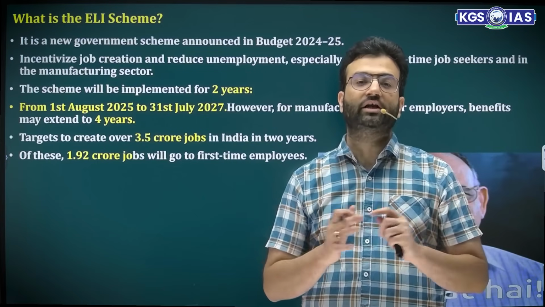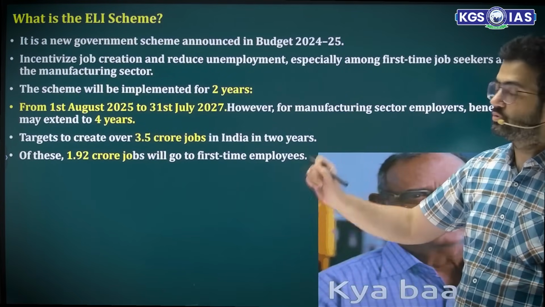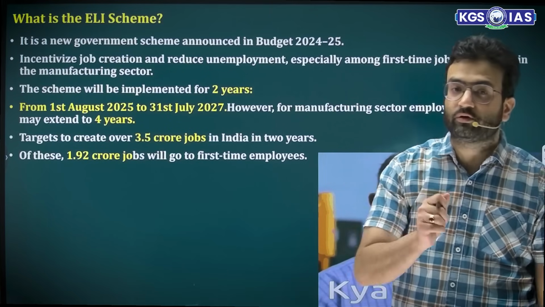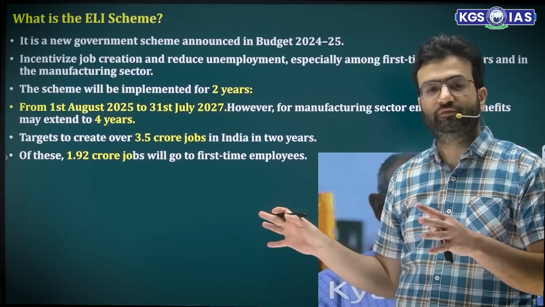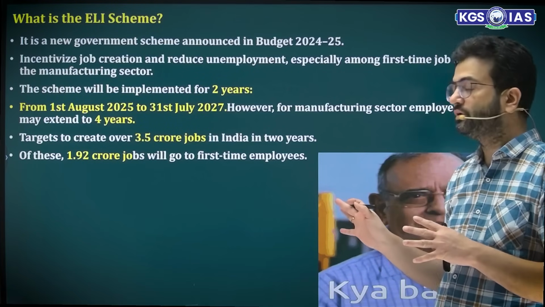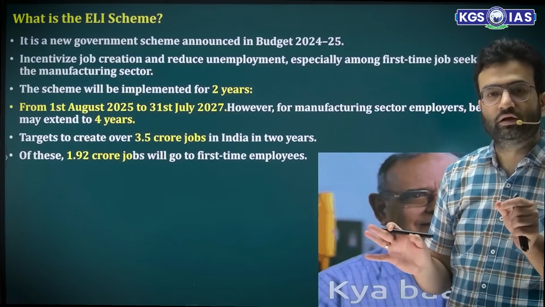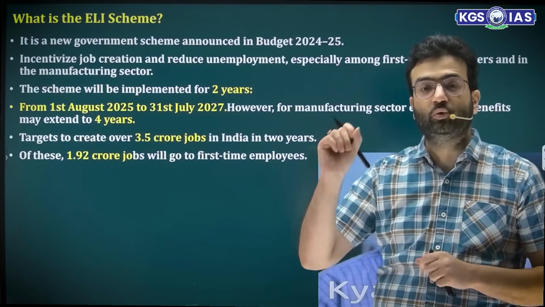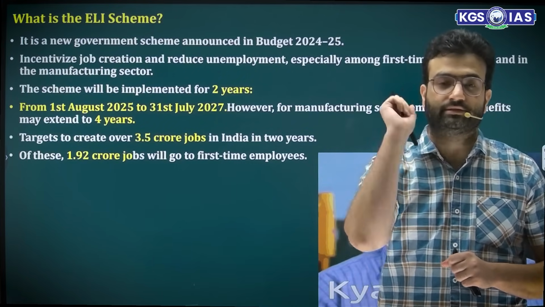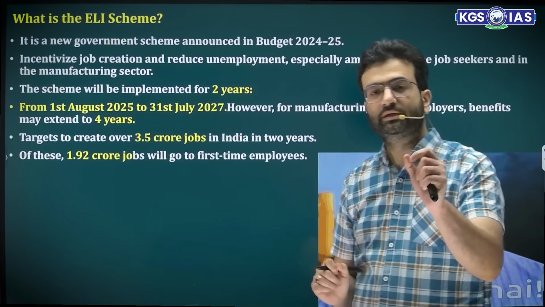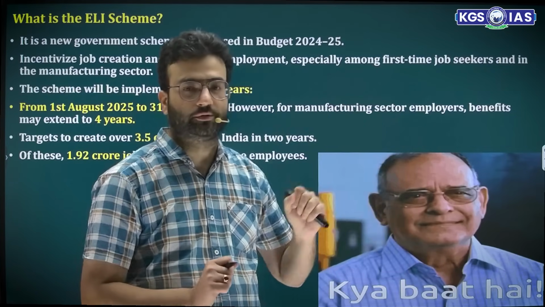Now, what is the target of the government? The target is massive. The target of the government is to create 3.5 crore jobs in the next 2 years. And out of that 3.5 crore job creation, the biggest focus is to create 1.92 crore jobs for first-time job seekers. Now, this is the most important point that you should notice.